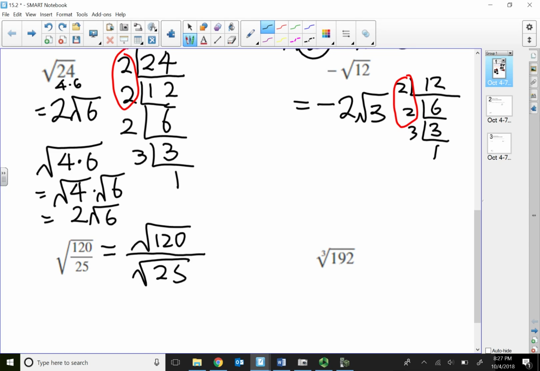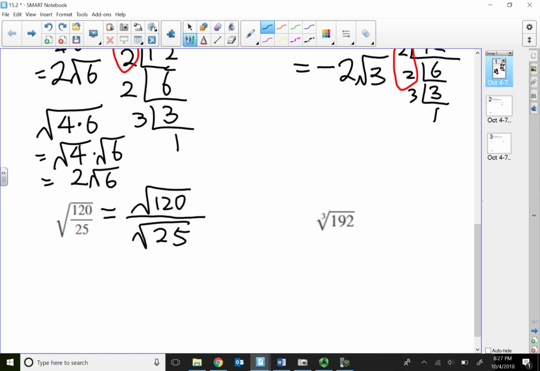What's confusing about module 15 is there are a lot of different ways to do the same problem. Just be careful. The reason I'm splitting this up is so we can quickly see that square root of 25 is going to be 5. Now, the 120 up top is not a perfect square number, so let's break this down. Just got to be careful.